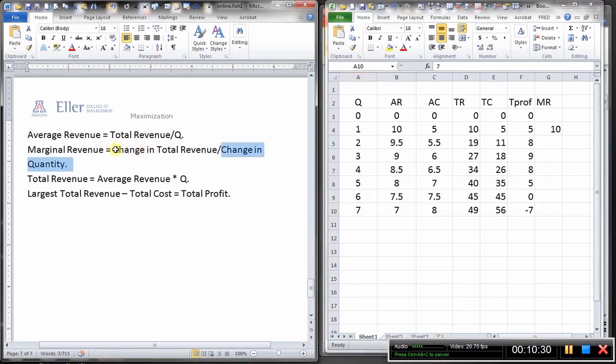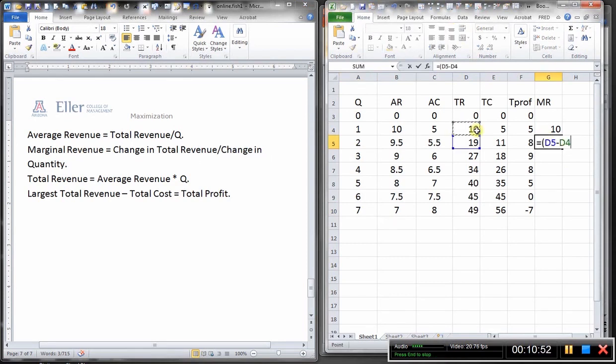Remember, it is the change in total revenue divided by the change in quantity. All right, so let's redo this again. Marginal revenue for the second unit is going to be D5 minus 10, which is D4. And then we're going to divide by 1, which is the change in quantity. And we're going to get 9, right? So if you haven't already done so, I want you to finish out the rest of the marginal revenue curve.